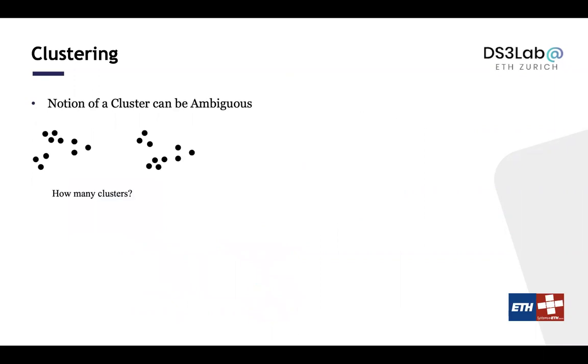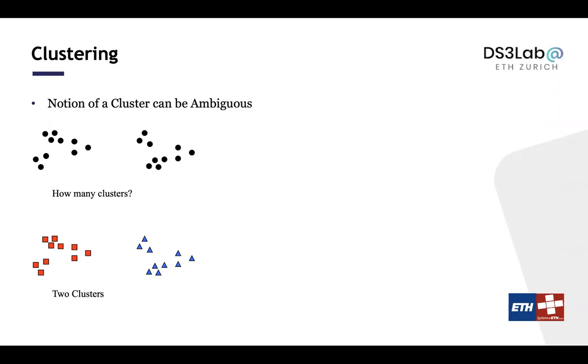The notion of a cluster can be pretty ambiguous, in the sense that if you give me a data set and I look at it as a human, maybe it's easier to say this subspace must be one cluster and this subspace should be another cluster. But when you try to define them in a precise way, it's actually pretty hard to do. For example, if you look at this example, how many clusters should I have? It's actually not that clear what the answer should be.